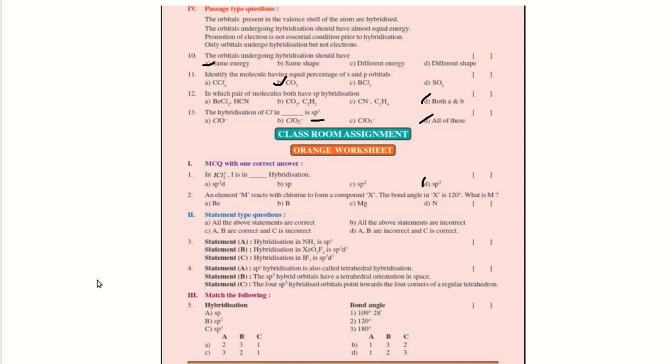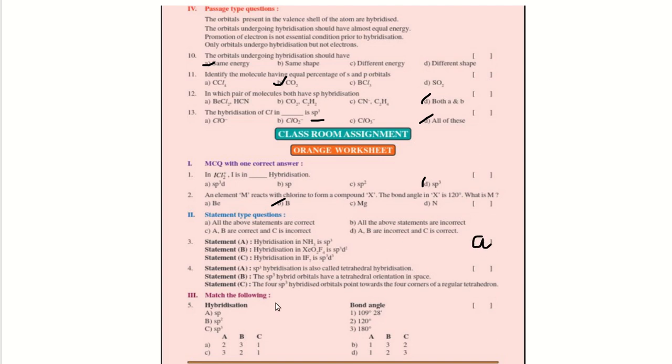Next, an element M reacts with chlorine to form compound X. So the bond angle of X is 120. So what is M? So M is B, that means boron. Okay. Looking at the statement questions, hybridization in NH3 is sp3, that is true, and hybridization in XeO2F4 is sp3d2, that is also true, and IF7 is sp3d3, correct. So all are correct. Option A. Here I have to write in the bracket.